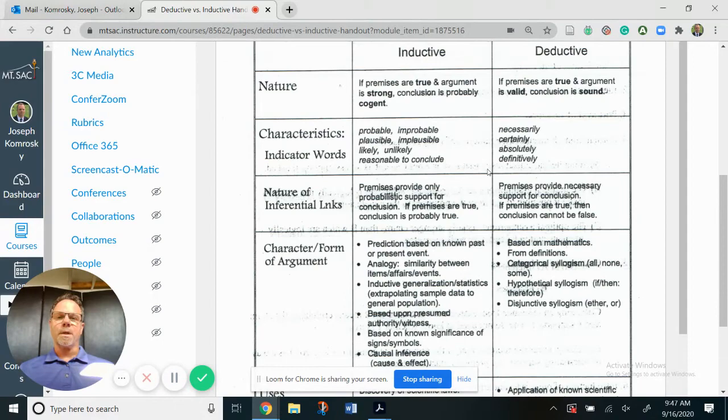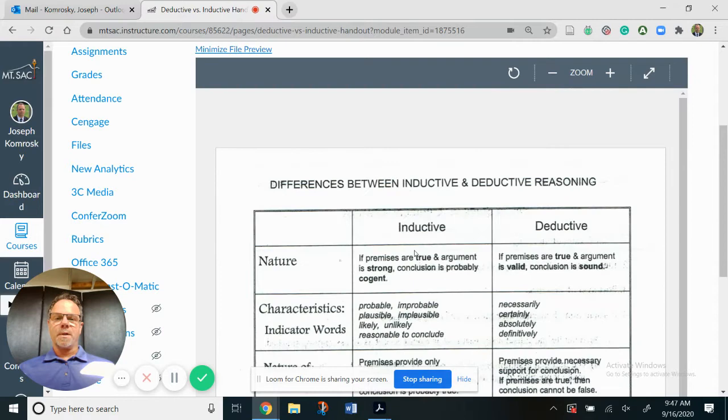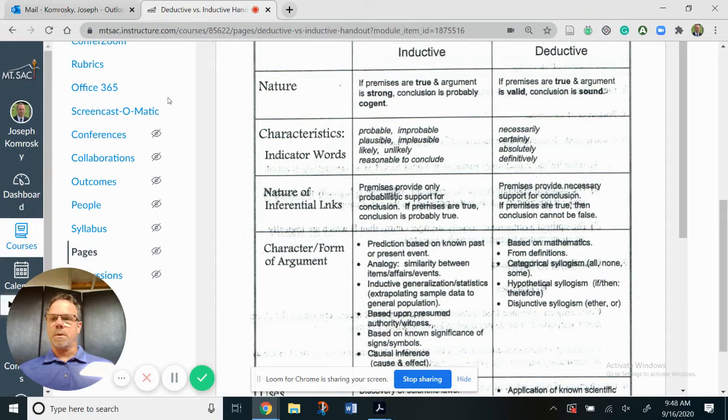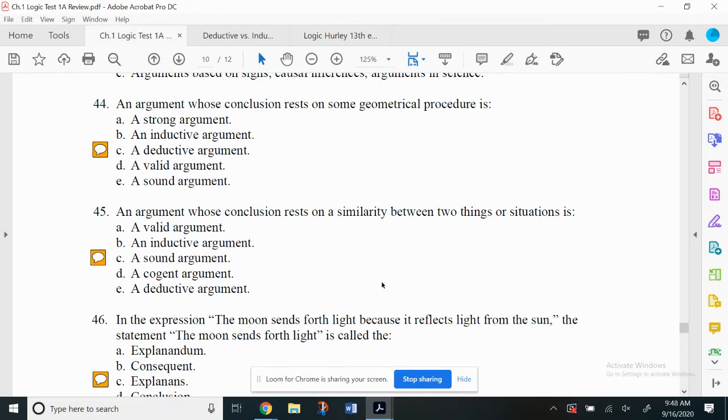Anyways, you can print this out and use it. It breaks down inductive versus deductive quite nicely, and the different characteristics or forms of these arguments you'll see on either side. I may refer to this during this review. So let's go to the mock test.